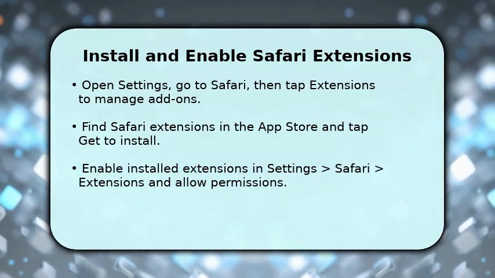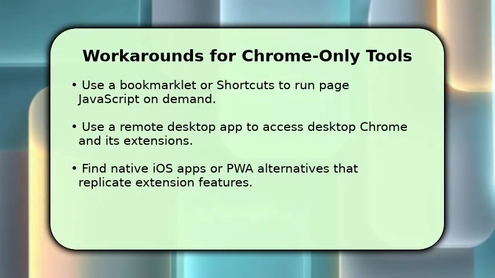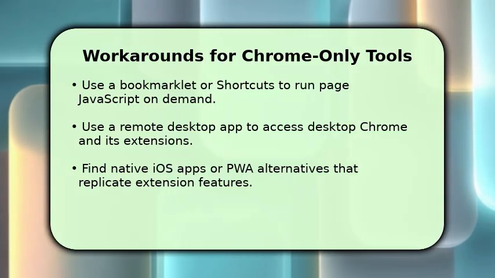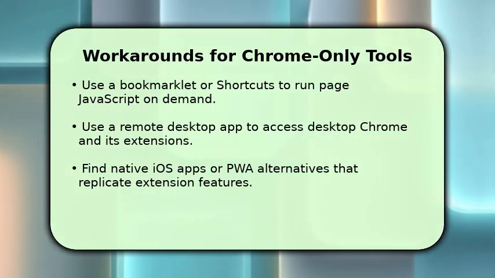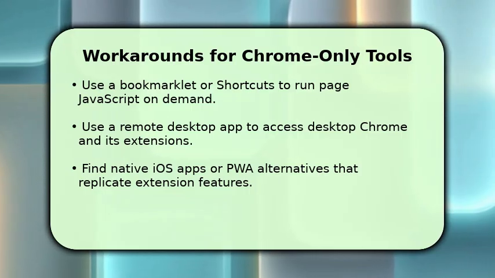If an extension exists only for Chrome, use a Bookmarklet or the Shortcuts app to run JavaScript on any page. Create a shortcut that opens a URL and injects script, then add it to your home screen for one-tap access.